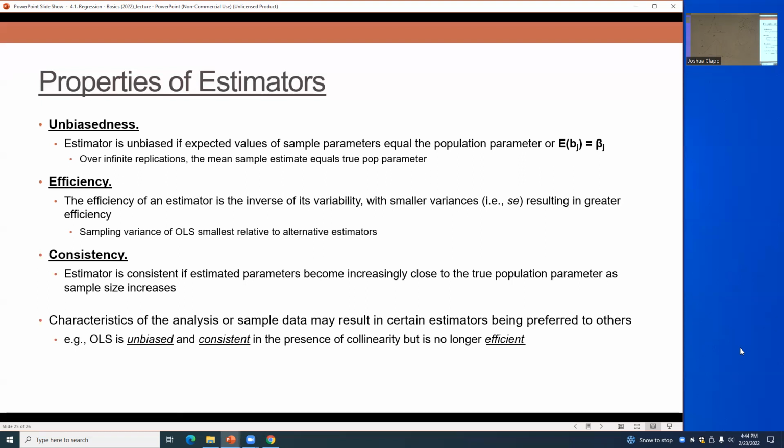My sample statistic is going to get increasingly close to the population parameter, but it's no longer efficient. In the face of collinearity, I've got other estimators that are going to have less variance than OLS. And so I would probably just get rid of the stuff that's creating problems because it's conceptually redundant, but this is the type of thing that goes on. Questions about this?